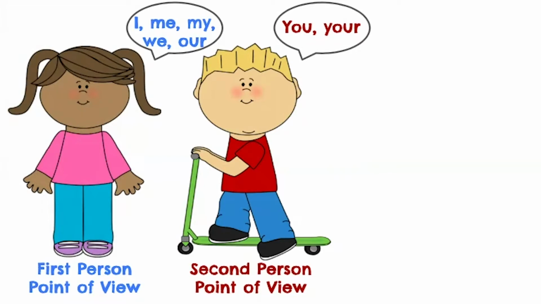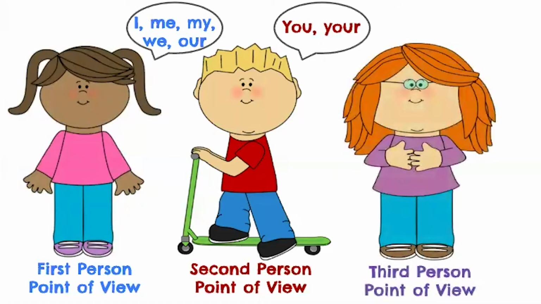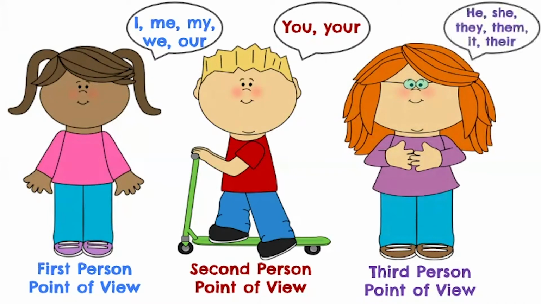The last point of view is called the third-person point of view. That's when we are telling the story by using words like he, she, they, them, it, and their. Say that one with me. Third-person point of view. Amazing! Okay, now that we know the different points of view, let's try to put it into action.